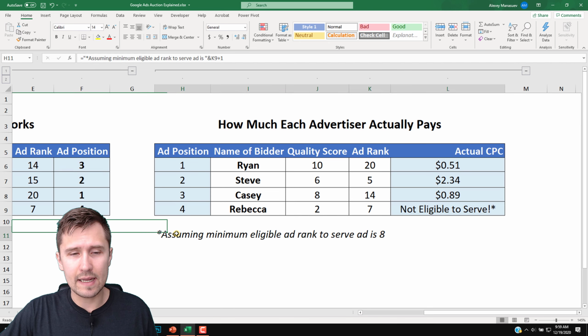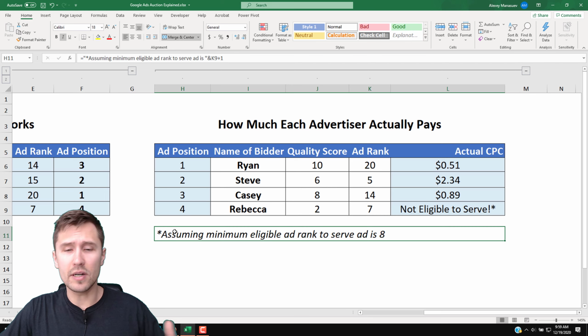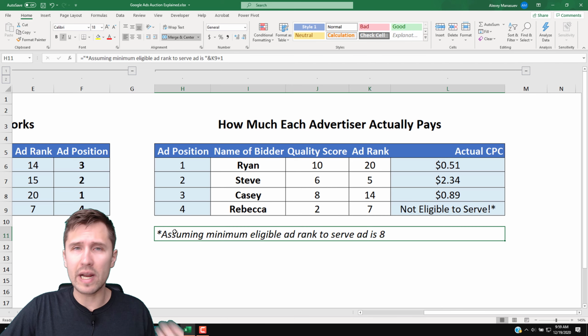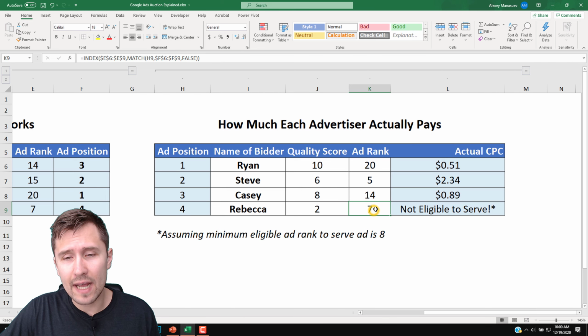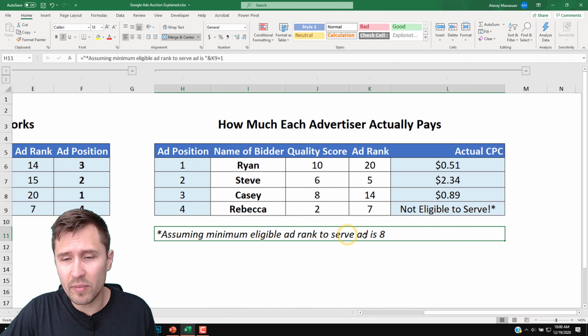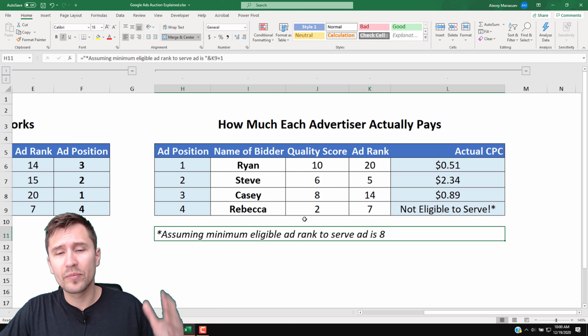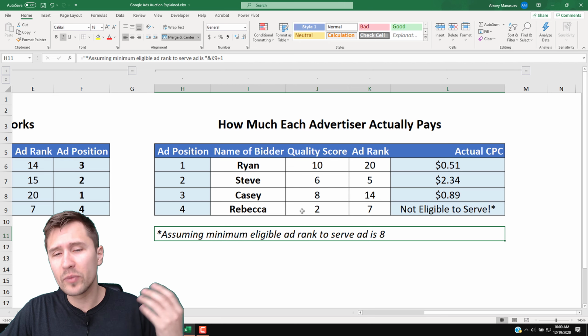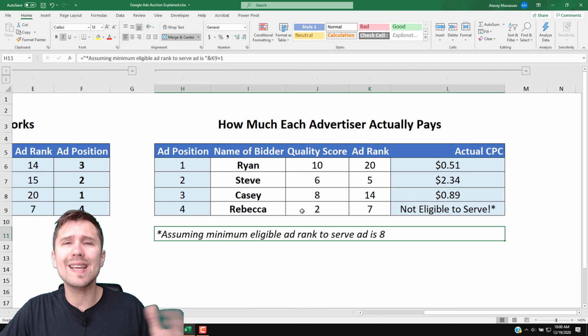Now, in this case, Google actually does have some standards. So they say, for example, the minimum ad rank to serve is X, whatever the number is. In this case, let's say it's an 8. So if Rebecca's ad rank is a 7, her ad doesn't even show up. It's not eligible to serve because her ad rank is a 7, and it has to be at least an 8. So Rebecca has to really either increase her bid drastically, or she has to increase her quality score, which is the easier thing to do.